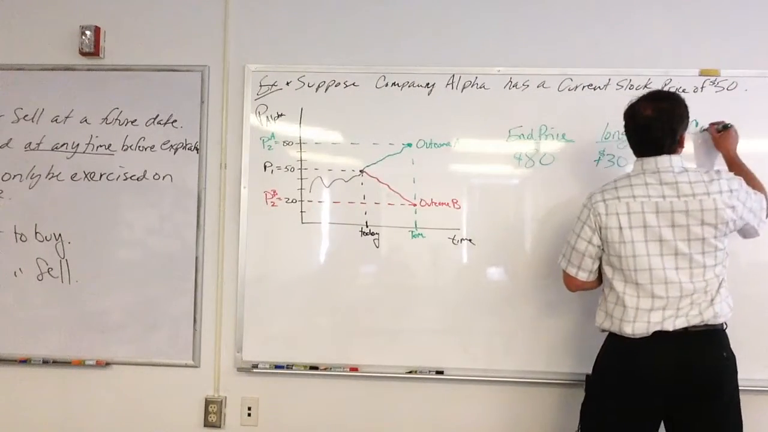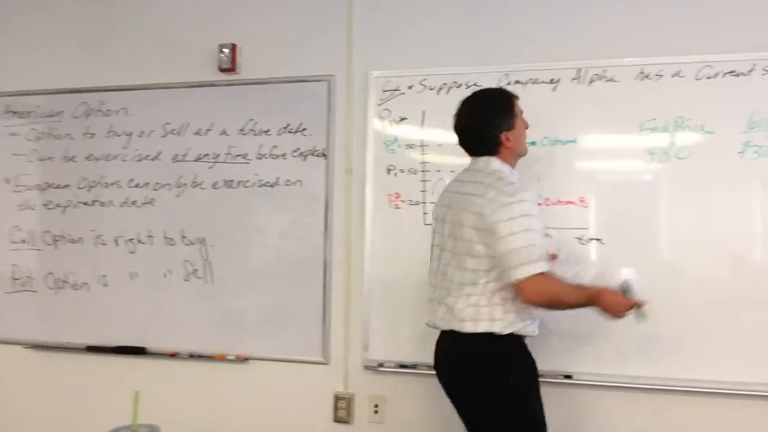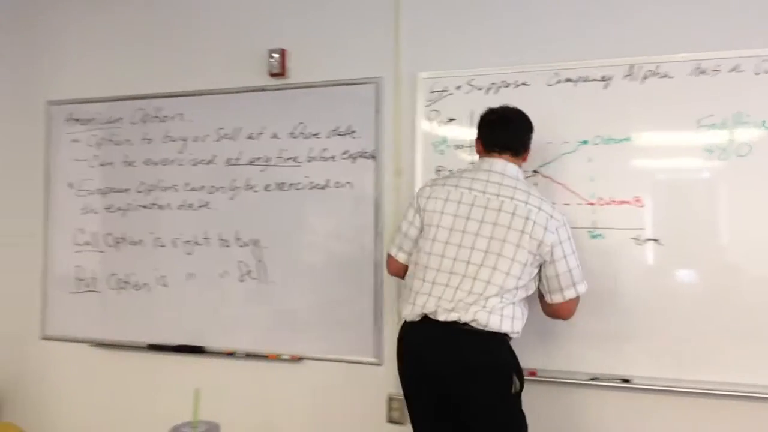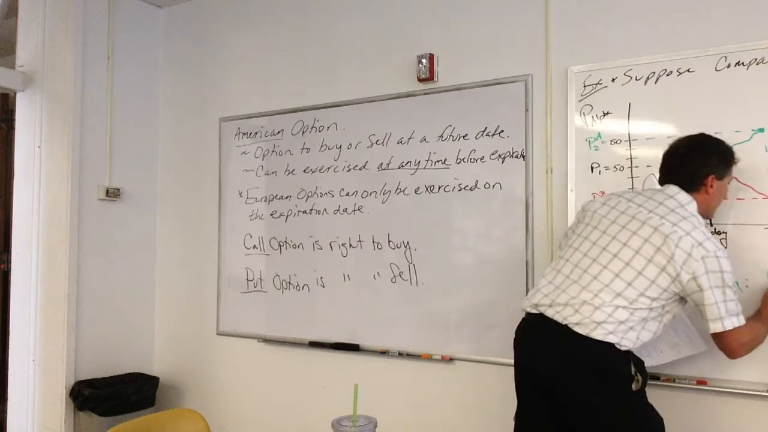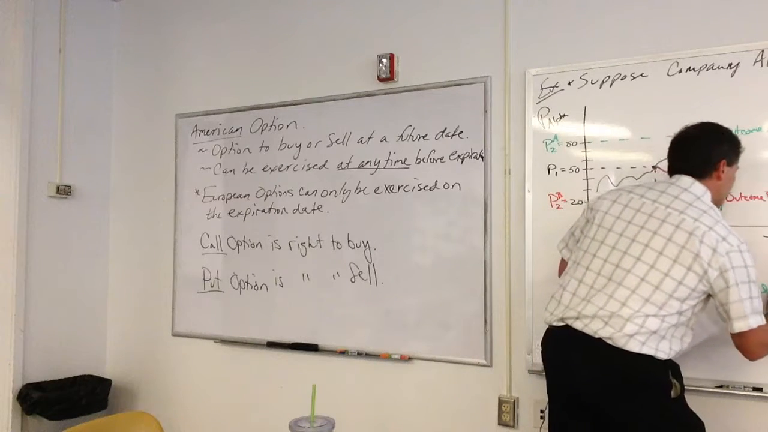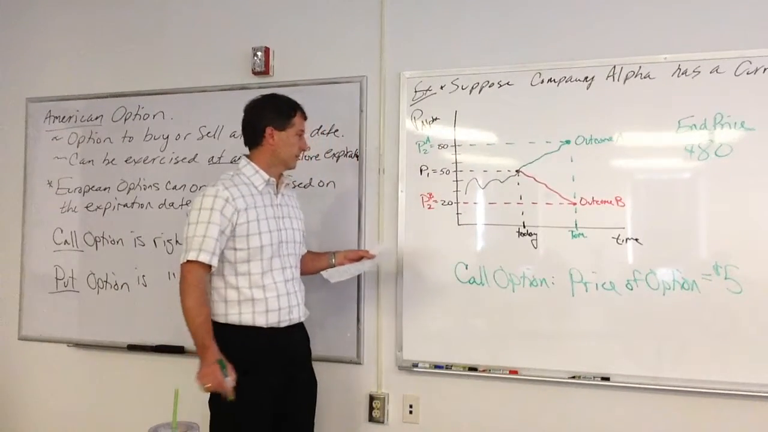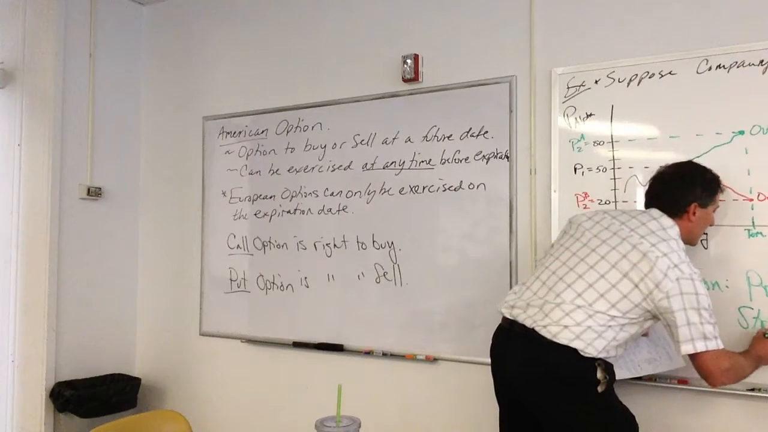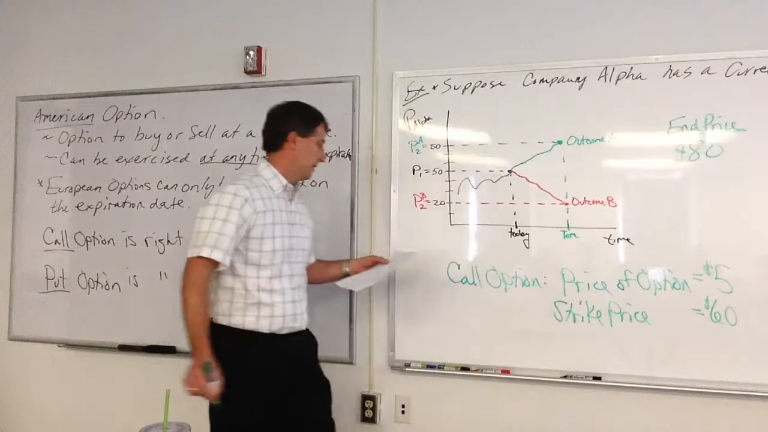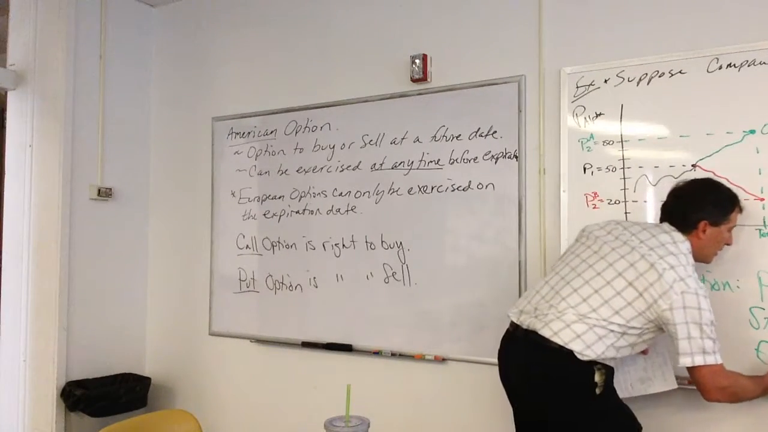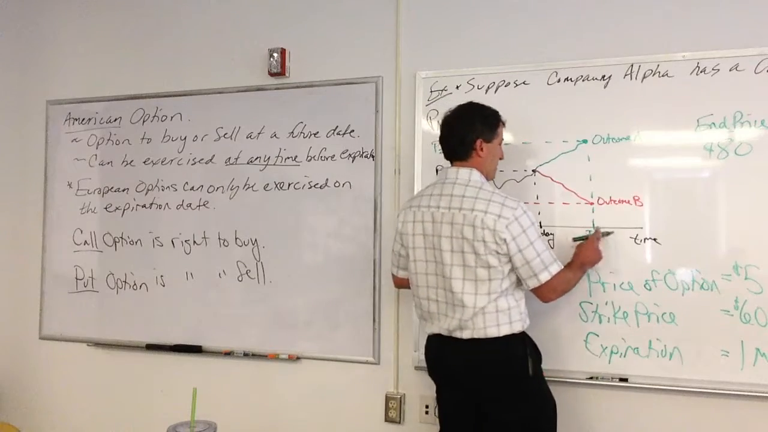So with the call option, we have some terms that we need to discuss that we haven't yet. So let's say that we've got a call option, and the price of the option is equal to $5. And it has a strike price of 60. And the expiration, let's say, is 1 month from now. So maybe our tomorrow here is 1 month.